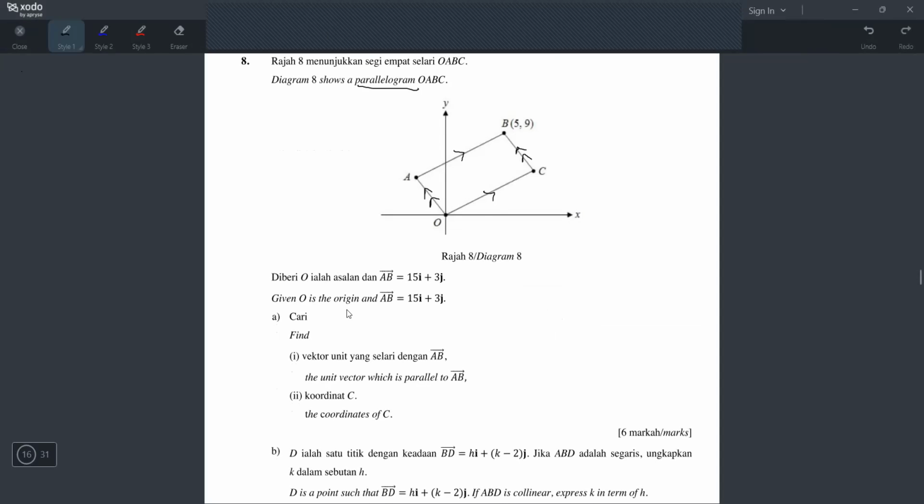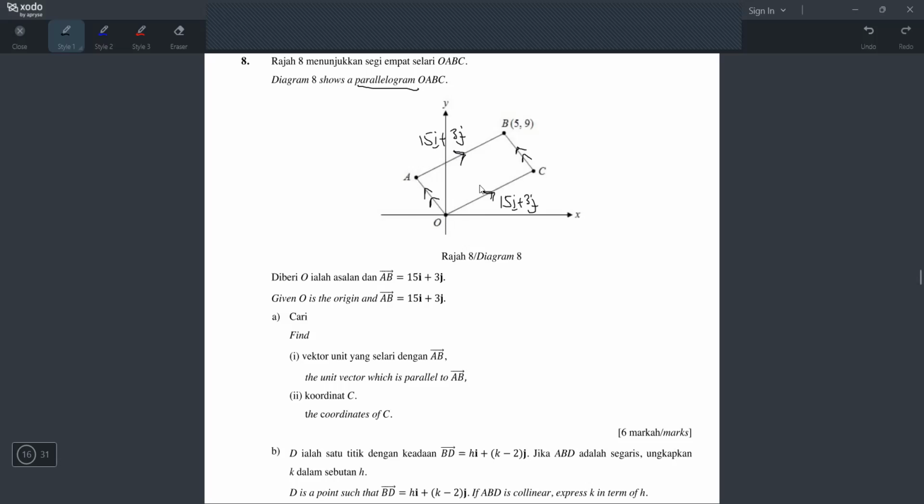And then they say O is the origin, which means O is 0, 0. Vector AB is 15i plus 3j, so vector A to B. So the arrow has to point to B, and then here you write 15i plus 3j, right? It means this is coordinate vector lah. What is vector OC, by the way? What is vector OC? 15i plus 3j also lah.